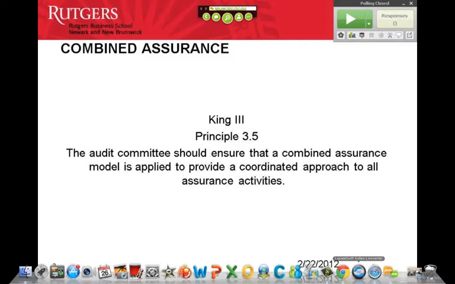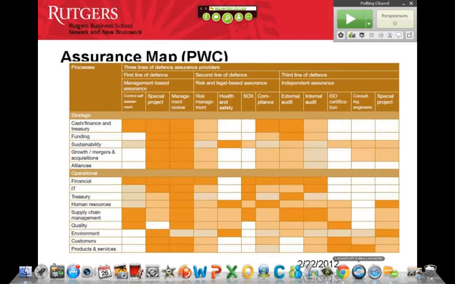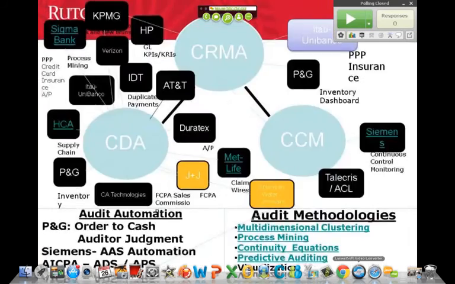Okay, and this is King's report, principle 3.5. The audit committee should ensure that a combined assurance model is applied to provide a coordinated approach to all assurance activities. This is very different from the US. And they are very ahead because other environmental circumstances in South Africa forced them to do this. You see, this is all the PwC integrated assurance from South Africa. Okay, already done this.